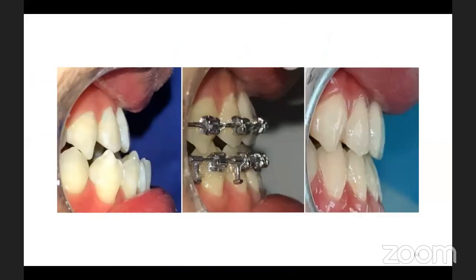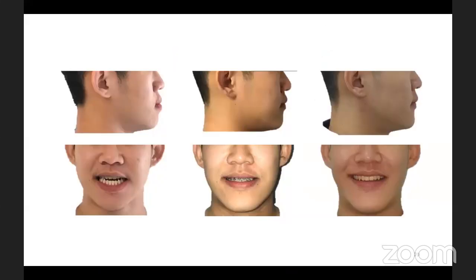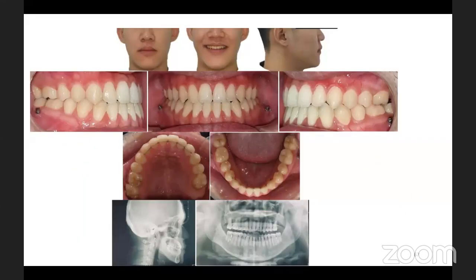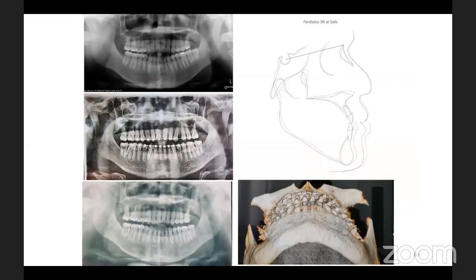Is there any inverse of bracket in lower anteriors? Yes. But the point was I used Damon brackets, and Damon brackets is -1. So they hardly made any difference. And why didn't you go for lower premolar extraction? Because I took a CBCT and I saw that I had good amount of space distal to the 7s. So I didn't find the need to extract the premolars.